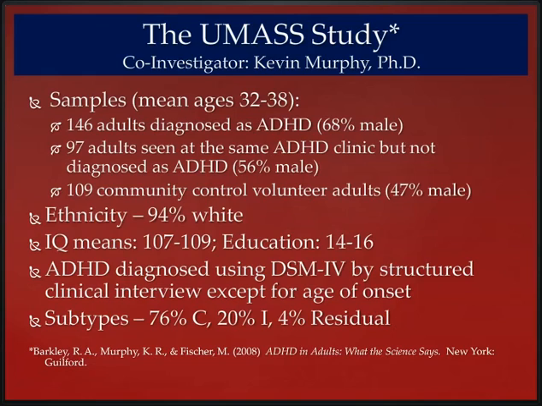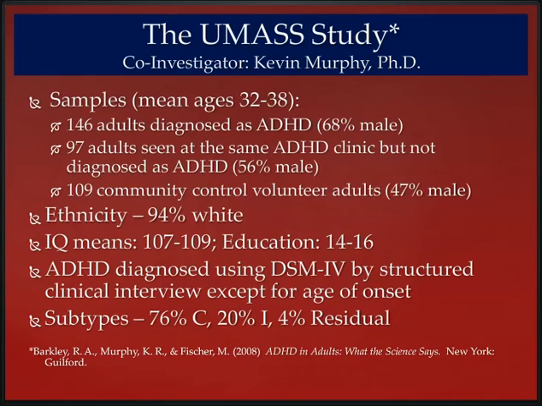This is known as the University of Massachusetts Medical School Study, or UMASS study for short. It is one of the largest studies of adults with ADHD referred to clinics. This study used 146 adults referred to an adult ADHD clinic and receiving a formal diagnosis of the disorder. We also had 97 adults who were referred to the same clinic believing that they had ADHD, but who did not receive a subsequent diagnosis of the disorder.